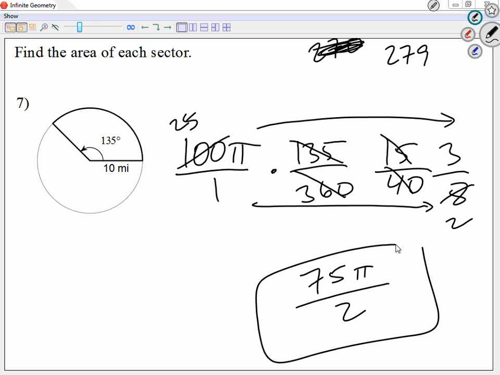If you have the type of calculator that already simplifies your fractions, then don't worry about simplifying. Or if you have one of those calculators. If you don't, then yeah, you have to simplify.